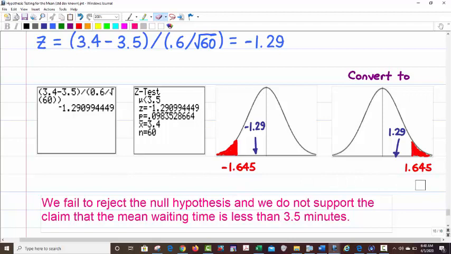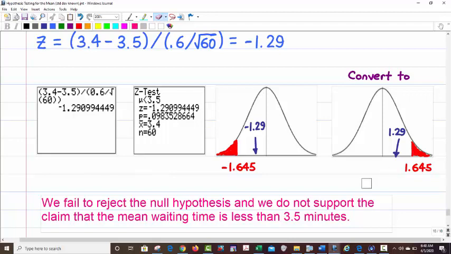So you make negative 1.645 positive 1.645, and you make negative 1.29 become positive 1.29. Then it's easier to visualize that 1.29 is certainly not greater than 1.645. It's easy to mess that up with the negatives. So anyway, that's clearly in the fail to reject region.